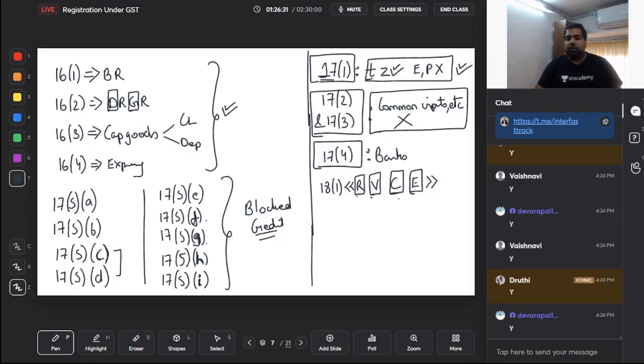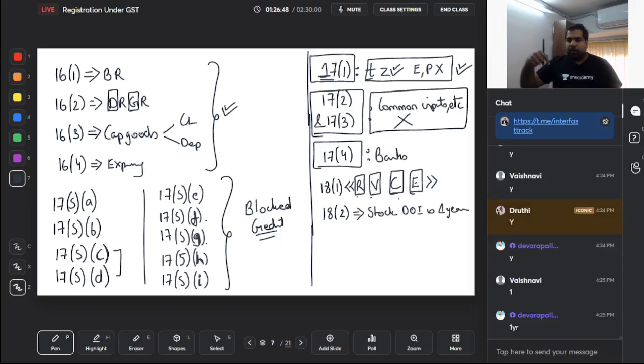And guys, should the stock be fresh? How fresh, guys? 1 year. That is told by section 18(2). 18(2) says that you will get the credit on the stock only if the date of invoice of that stock is within 1 year from today's date, from that effective date.